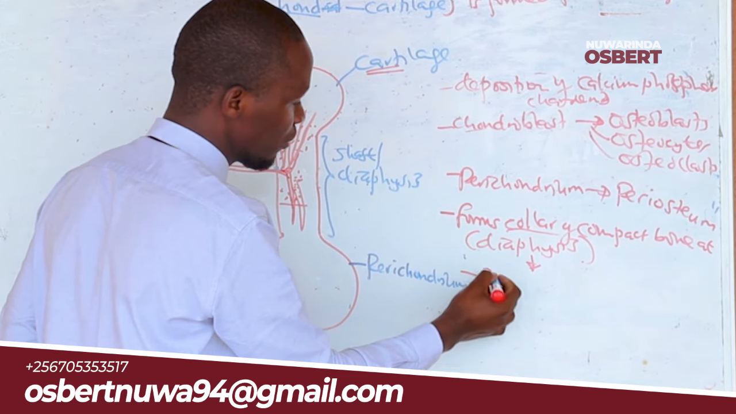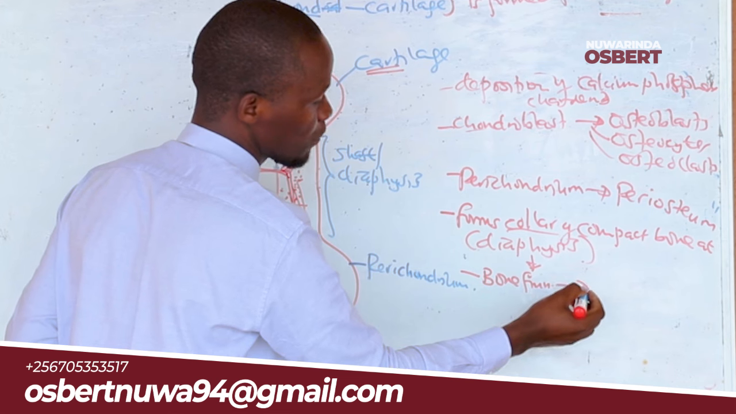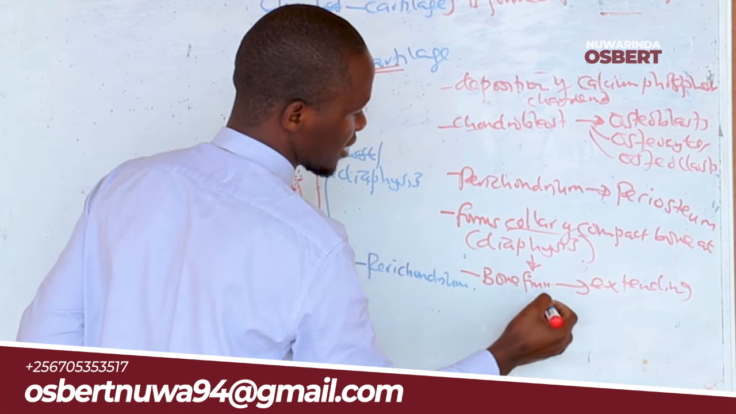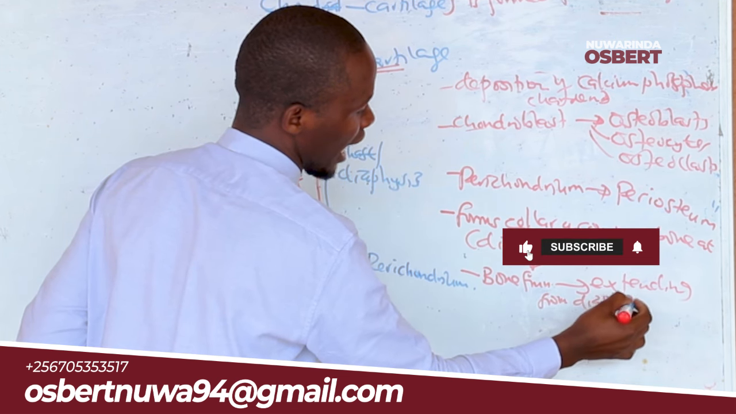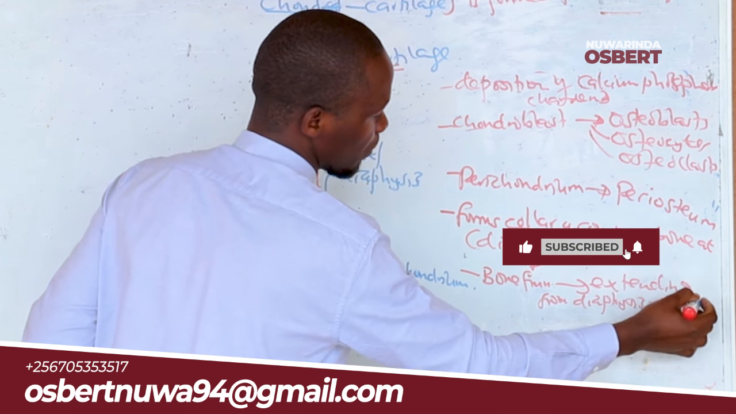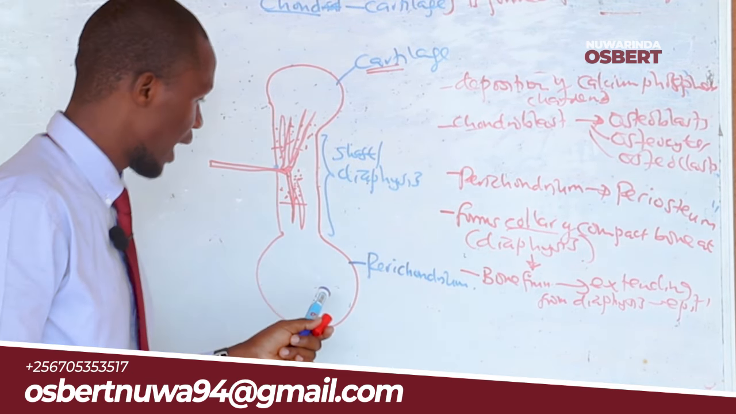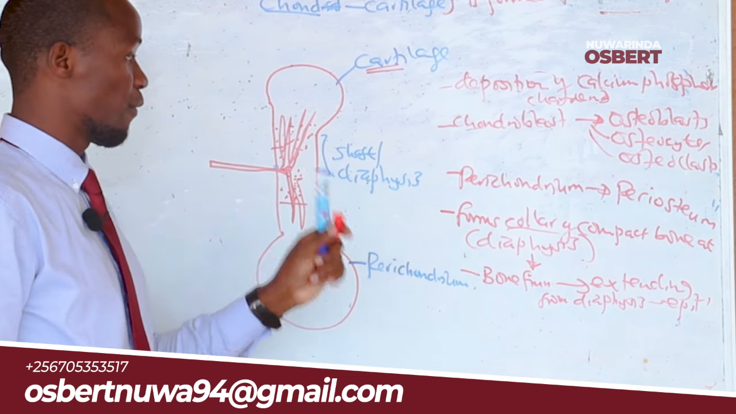So the bone formation starts from the diaphysis, and it keeps on extending. It extends from the diaphysis, and it goes towards the other extreme end. That's at the epiphysis. Of course, this extreme end we have called epiphysis.